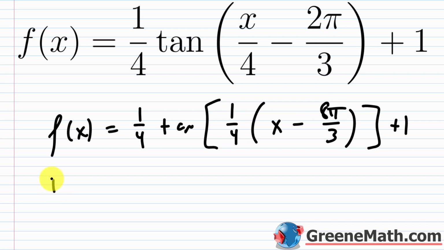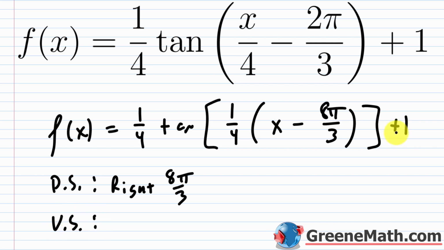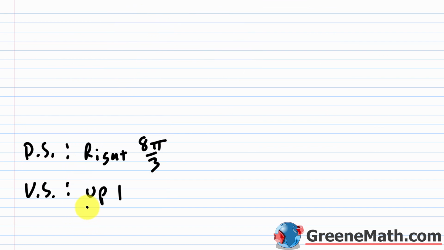So this tells me that for the phase shift, I am going right, so I want right by 8 pi over 3. So 8 pi over 3. Again, this is minus 8 pi over 3. So to undo that, I need to add 8 pi over 3. Then my vertical shift is going to be up by 1. So up 1. And let me paste that in there so we have it.